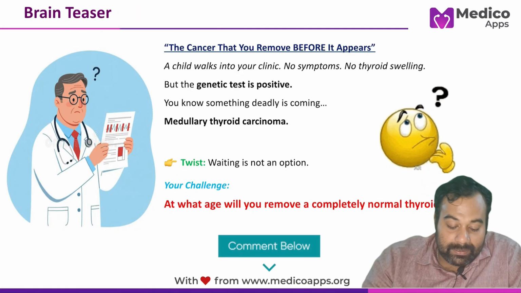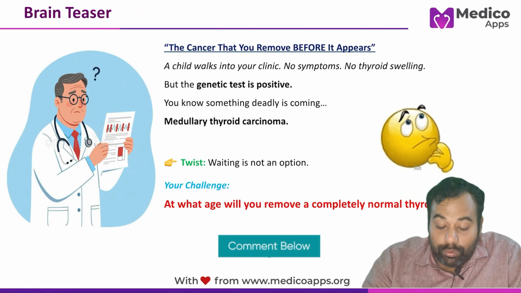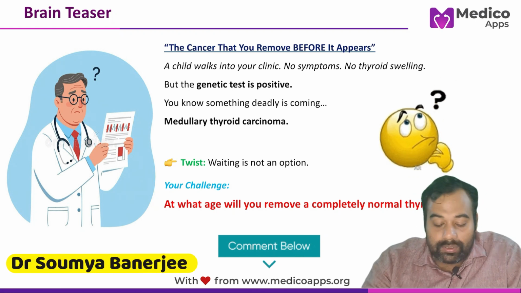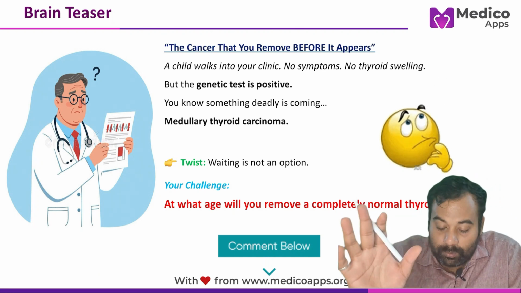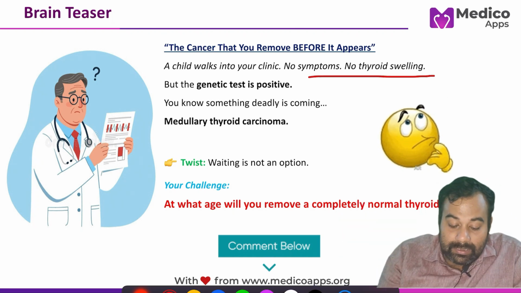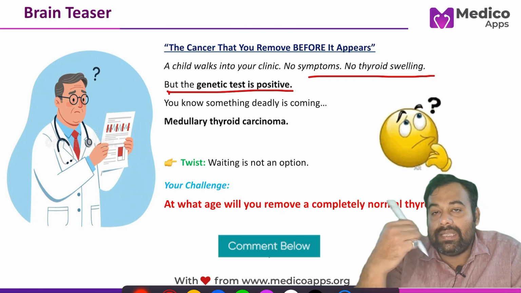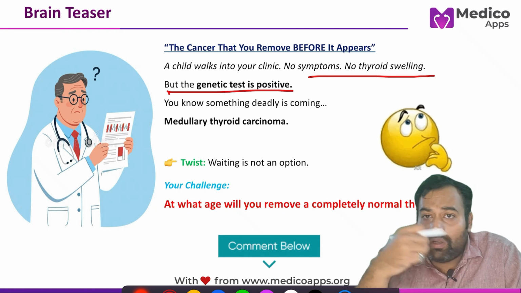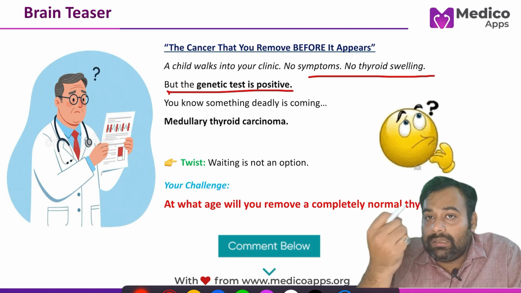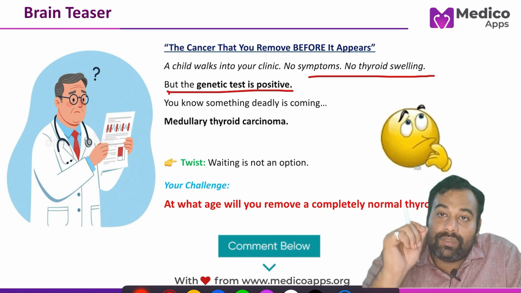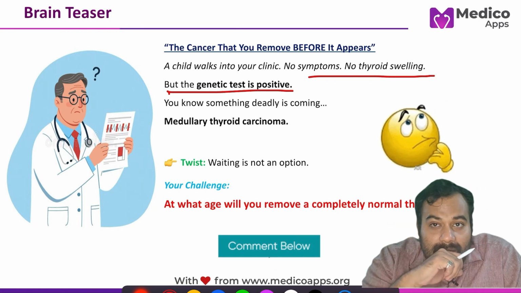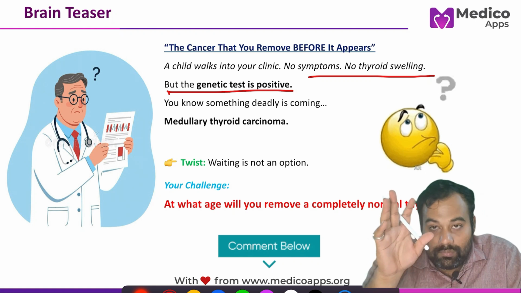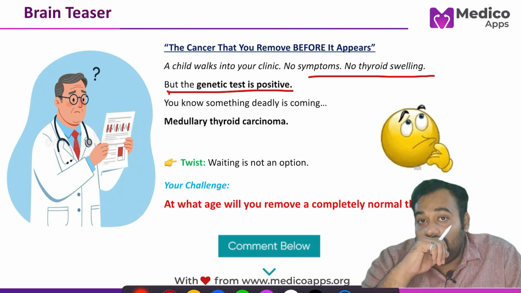Brain teaser for you guys. The cancer that you remove before it appears, right? Here a child walks into your clinic with no symptoms. There is no thyroid swelling, but the genetic test came up positive. Or there is another scenario: a mother or father has been diagnosed with some kind of cancer, let's say medullary thyroid cancer.